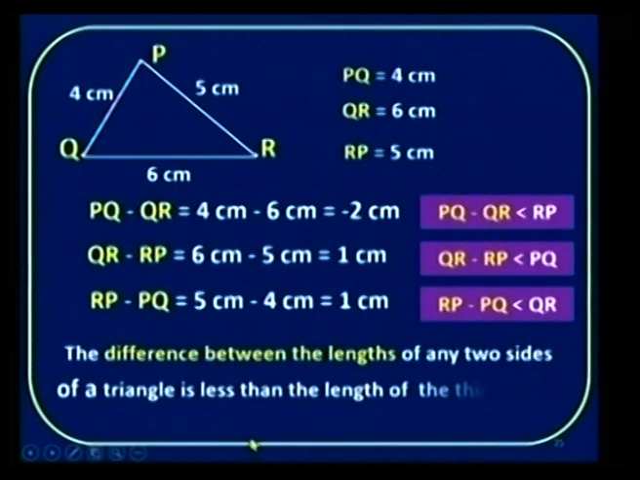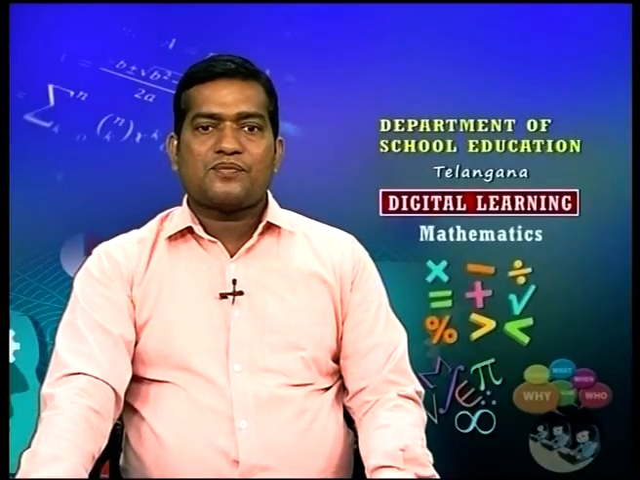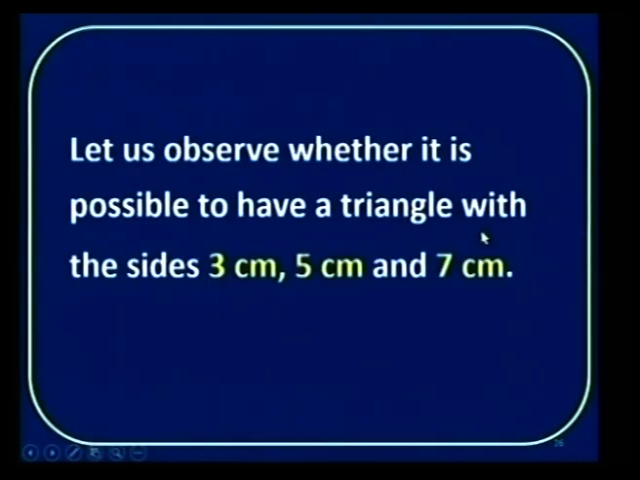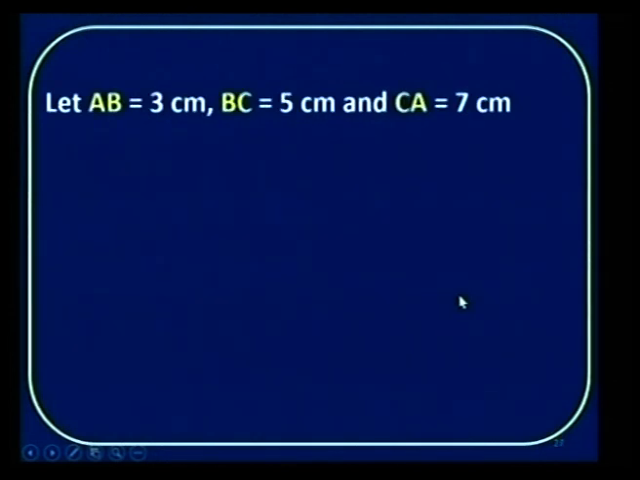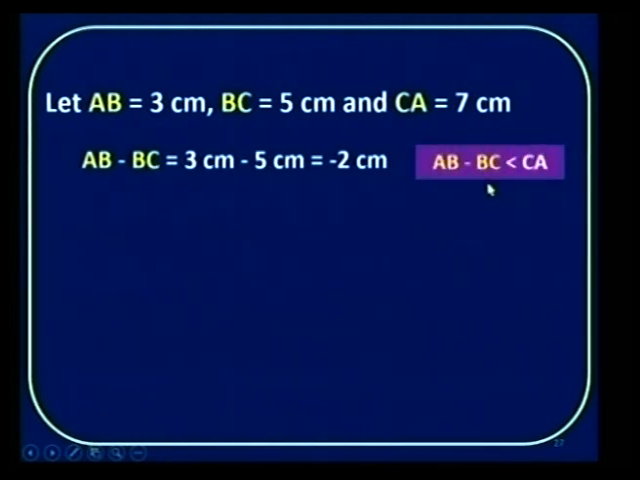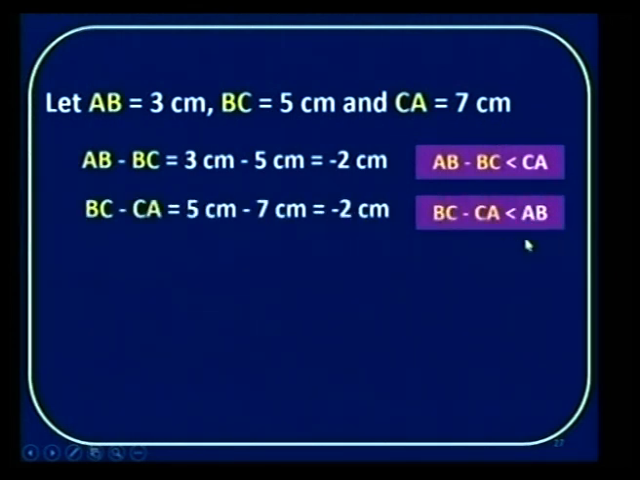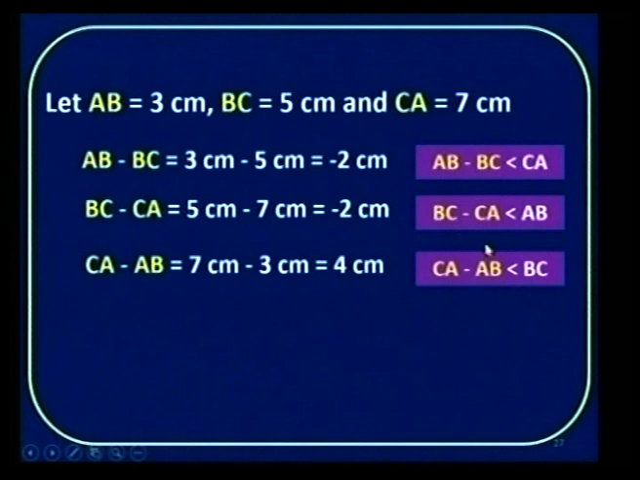Okay, now let us observe whether it is possible to have a triangle with the sides 3 centimeter, 5 centimeter and 7 centimeter. I am finding the difference here, AB minus BC, which is equal to minus 2. So, minus 2 is less than 7, BC minus CA, which is equal to minus 2, which is less than 3, CA minus AB, which is equal to 4 centimeter, which is less than BC.